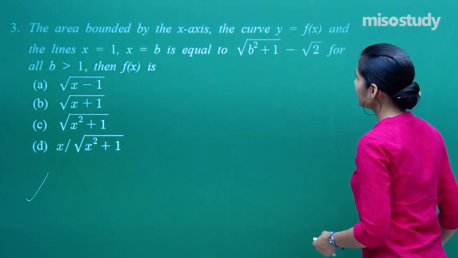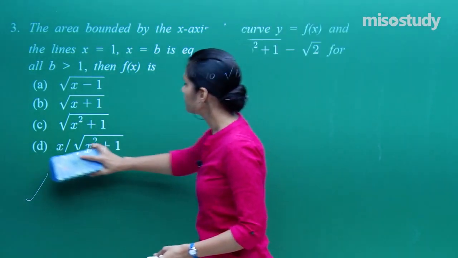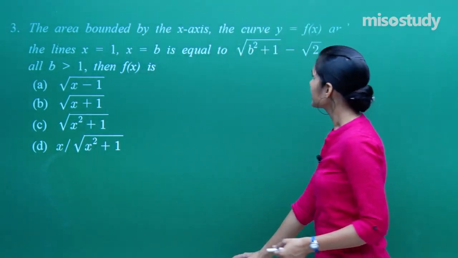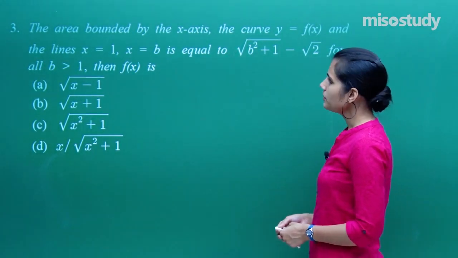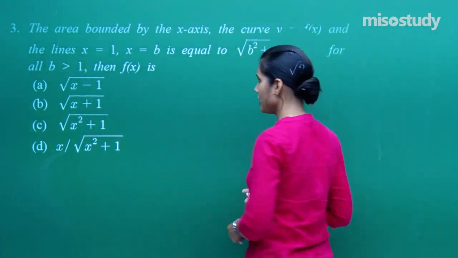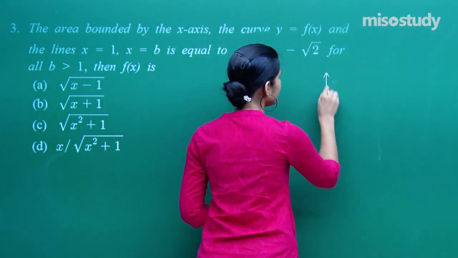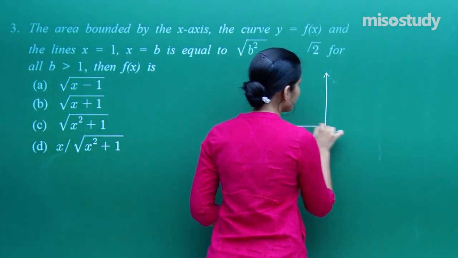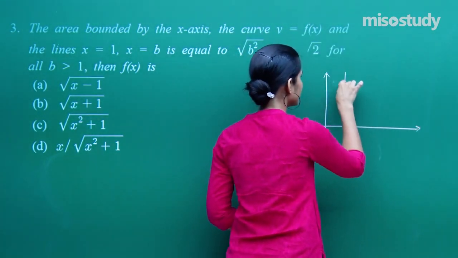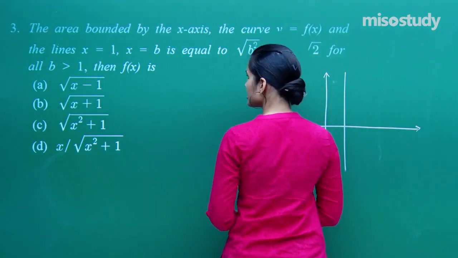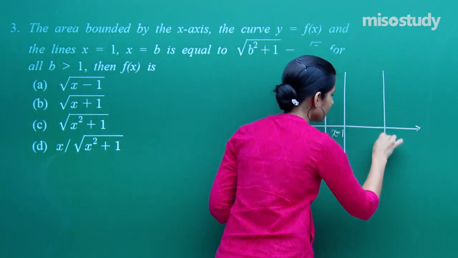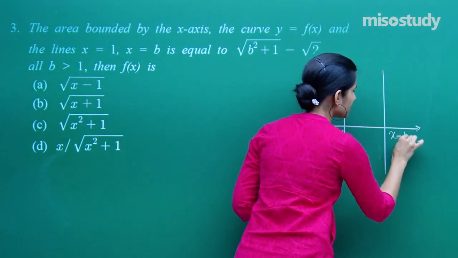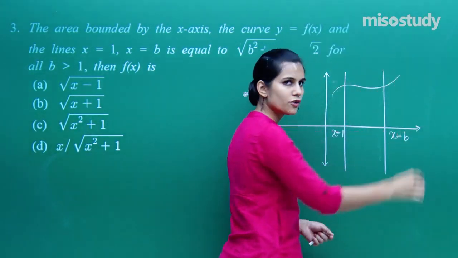Third question is that the area bounded by the x-axis, the curve y equals f(x), and the lines x equals 1 and x equals b is equal to this, for all b greater than 1. Then what is the value of f? So you need to find the function f. A rough figure I can say is, this is x equals 1, and because b is greater than 1, this is x equals b. Somewhere here is your function f.